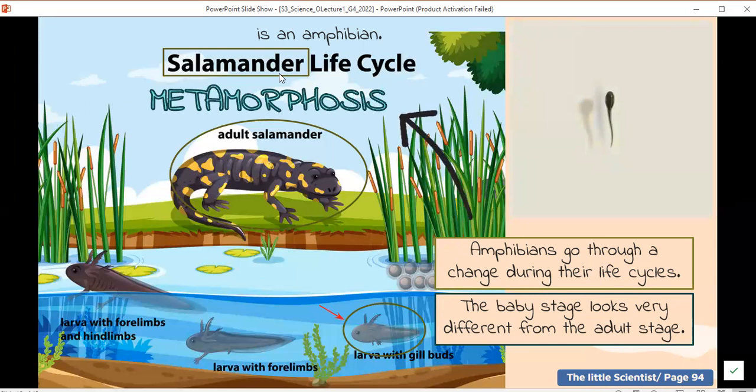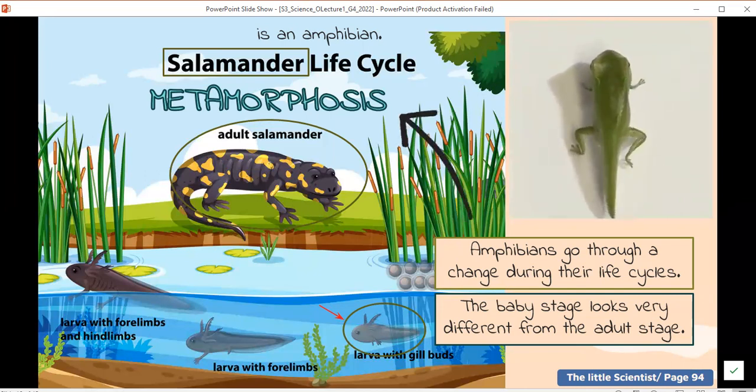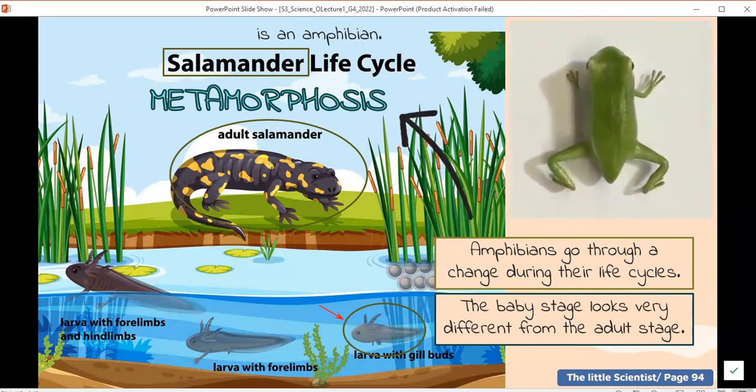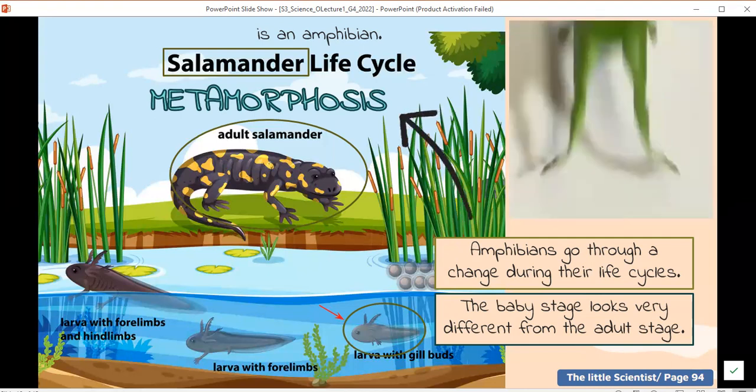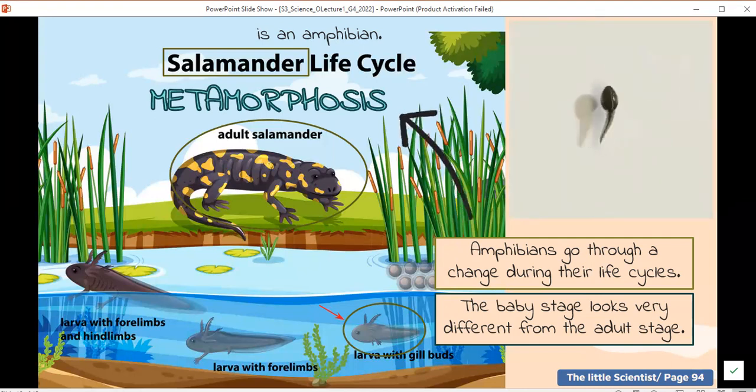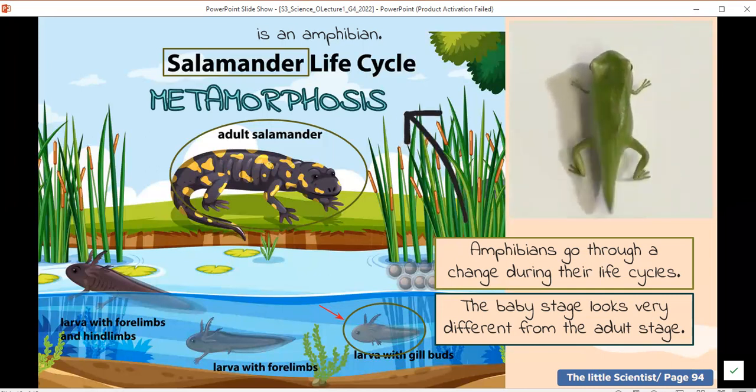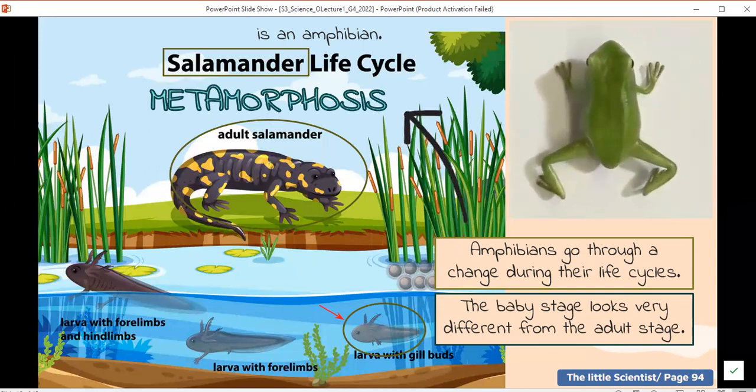Look at this video. This video shows the metamorphosis of a frog. It starts with a tadpole in water. Can you see the change that this animal is going through? It will lose its tail, grow legs, and here is the adult frog. We'll watch it again. The tadpole growing, growing. In this stage, it is using gills and fins. It loses gills and fins and grows lungs and legs.